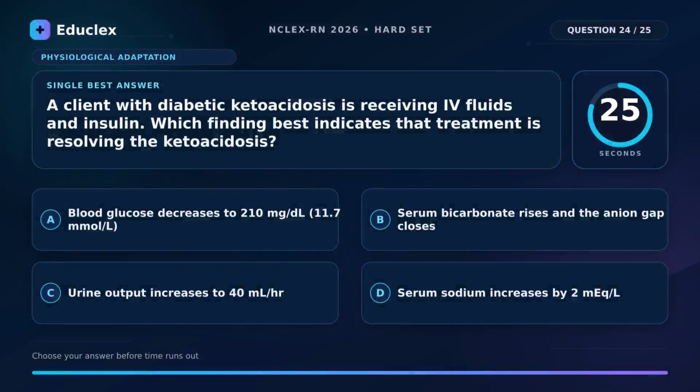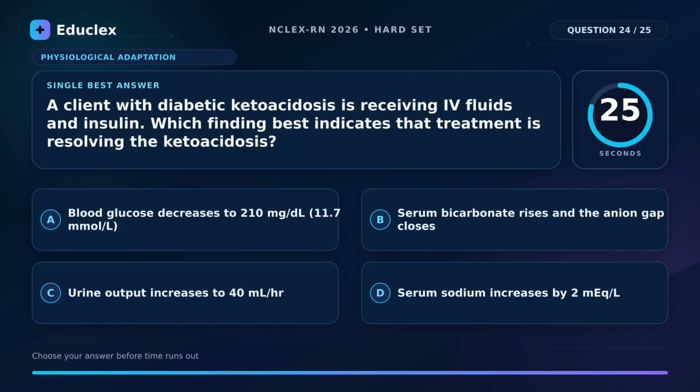Question 24. A client with diabetic ketoacidosis is receiving IV fluids and insulin. Which finding best indicates that treatment is resolving the ketoacidosis? Here are the options. Option A. Blood glucose decreases to 210 mg per deciliter, 11.7 millimoles per liter. Option B. Serum bicarbonate rises and the anion gap closes.